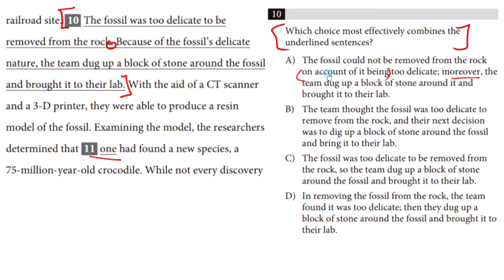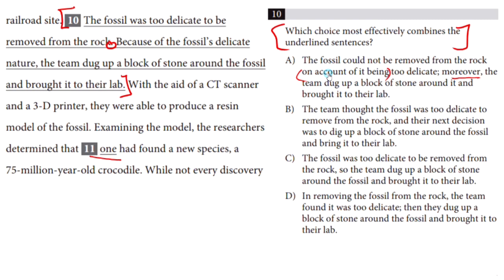It probably sounds a little bit better than A to a lot of people, who would be thinking of this in the incorrect, subjective way: what sounds a little bit better to me, what sounds a little bit worse. Then that person might take a look at C, which says the fossil was too delicate to be removed from the rock, comma, so the team dug up a block of stone around the fossil and brought it to their lab. And they might think, oh, that sounds maybe about as good as B, maybe a little bit better.